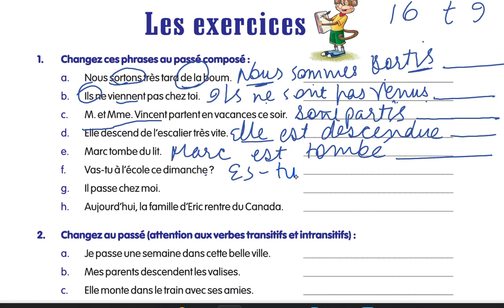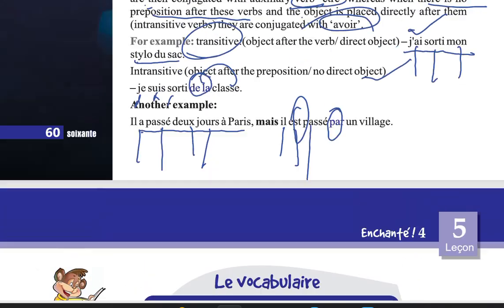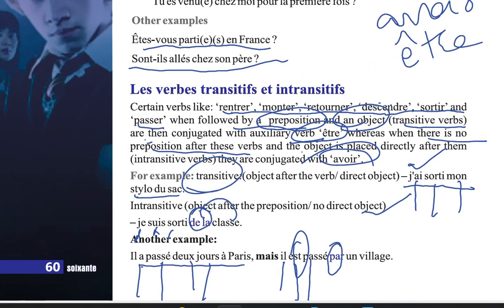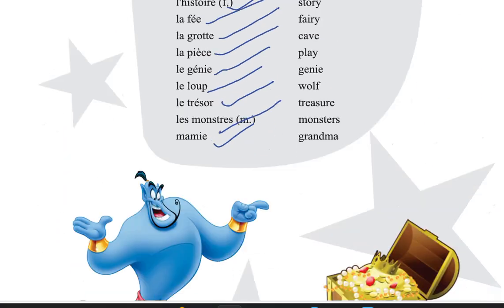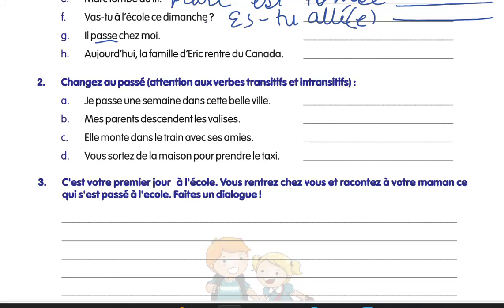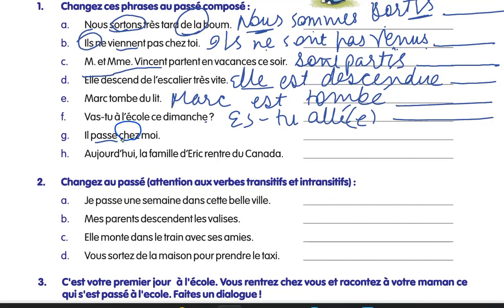Vas-tu à l'école ce dimanche? This is the question, students. Es-tu allé? So if we suppose tu is masculine, then allé. If it is female, then allée. Es-tu allé à l'école ce dimanche? Il passe chez moi. See, passer is also an intransitive and transitive verb that you have to learn. Now we have to see if it is transitive, meaning if there is a preposition, then it is followed by être, otherwise avoir. Now chez is the preposition, so être will come.